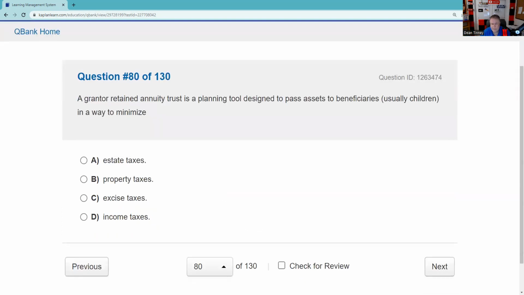A grantor retained annuity trust is a planning tool used to pass assets to the beneficiaries, usually children, in a way to minimize taxes. So you are going to get a couple test questions on trust accounts. And this one is to minimize estate taxes, because trusts are about people dying. Right? That's a pretty mellow version of that question on your test.